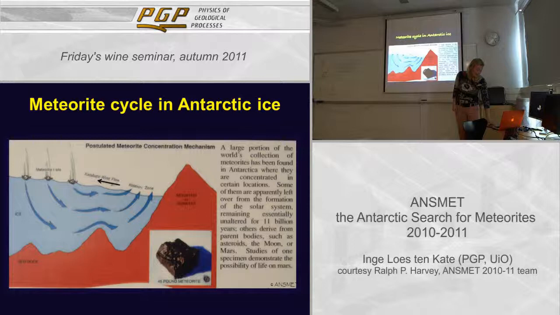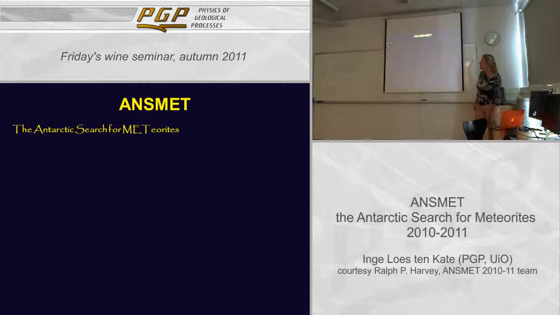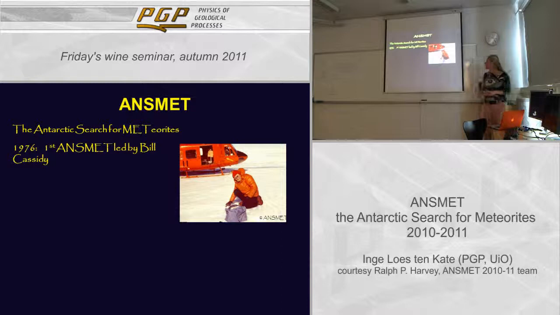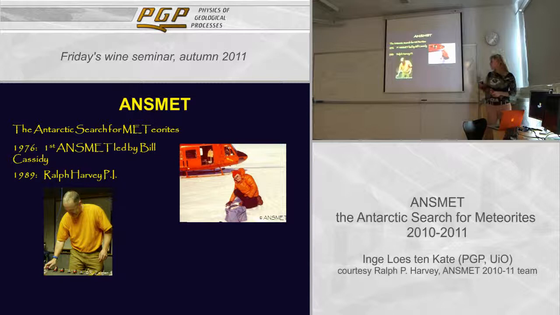So as I said, the Antarctic search for meteorites, that's what ANSMET is about. And in '76 was the first ANSMET led by Bill Cassidy. This is a picture of one of the first ANSMET expeditions. And since '89 it's led by Ralph Harvey, who was also the PI in our group. And he leads the field expedition, and here he's demonstrating how our actual search is going in the field, but I'll tell you a little bit more about it in a bit.